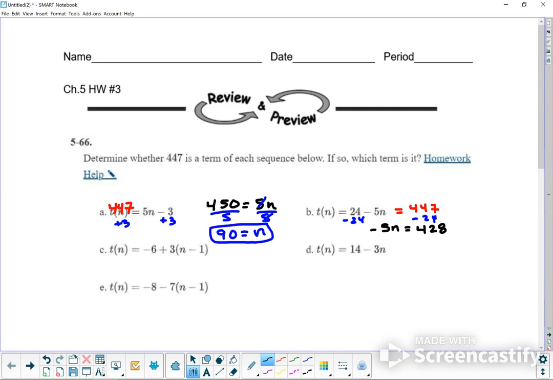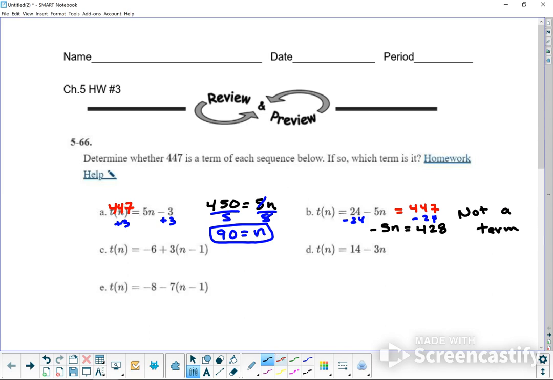Okay, and is that able to work out? So 428, I know it's not divisible by 5, and it's a negative also, which means that it's not going to work. So this one is not a term.